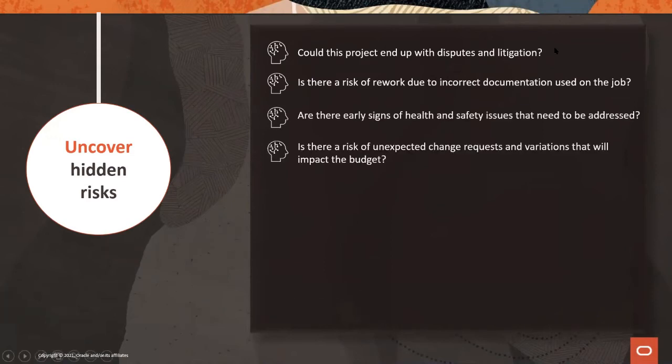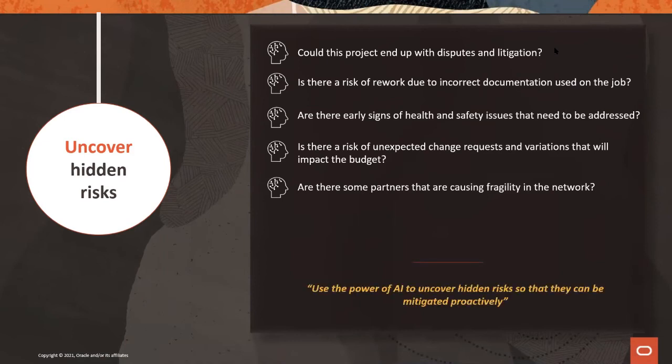Are there signs of health and safety issues? And is there an unexpected change request that's going to come and cause havoc? And are there partners that are causing fragility in the network? And I'll explain what that means. But fundamentally, what we're doing is we're using concepts like NLP and other AI and machine learning technology to look at unstructured data, to look at text, and try and make predictions around what might happen.